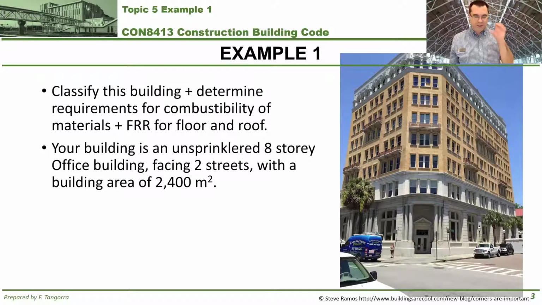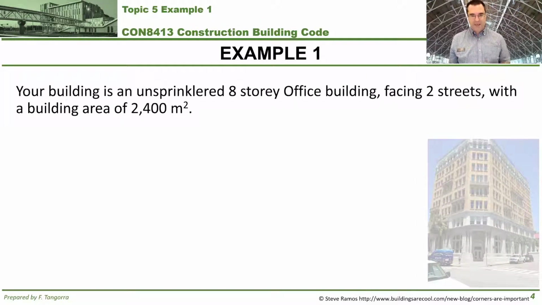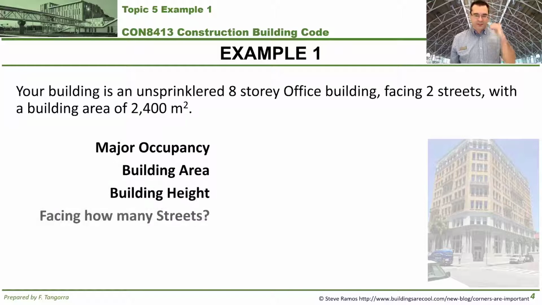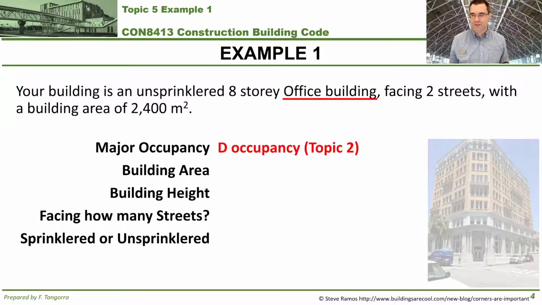So maybe let me rearrange the important information on screen for you so that we can set out what we're going to do. I'm going to list those 5 building characteristics and pluck out from this example's description the important information. First, we're told that it's an office building. We learned from topic 2 that means it's a D occupancy, right? Don't forget, Appendix A is your friend.